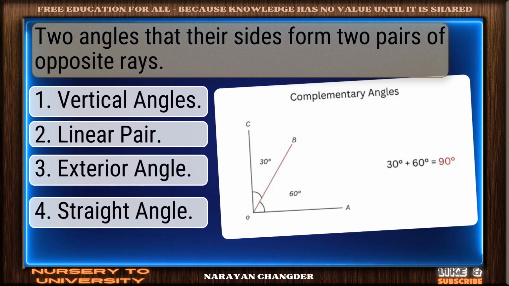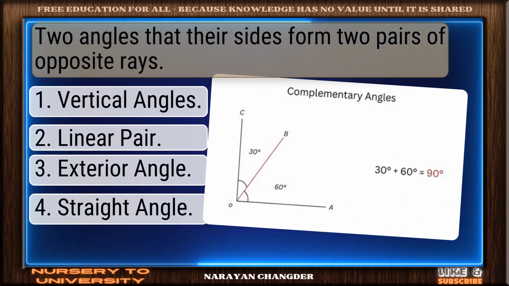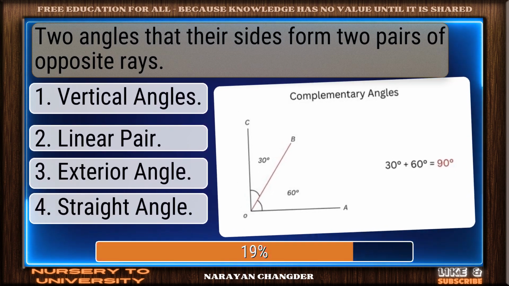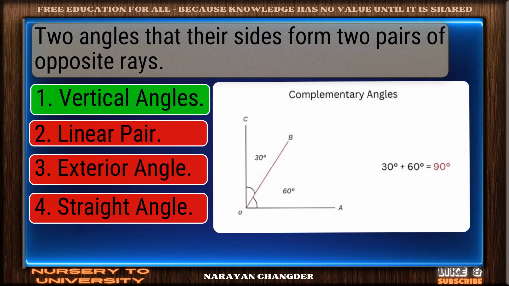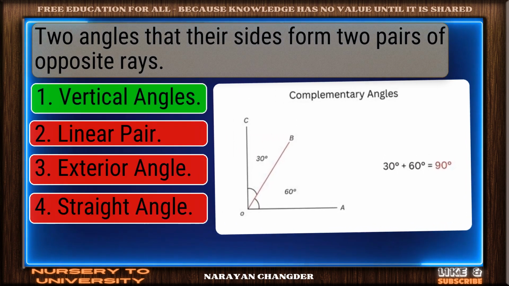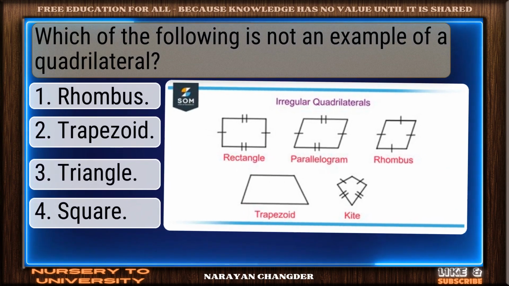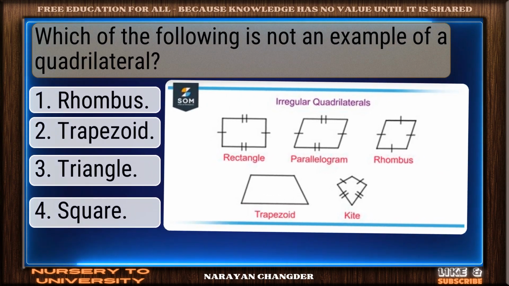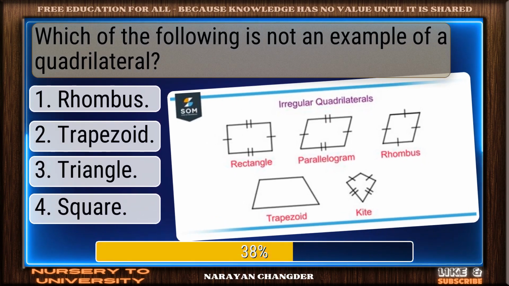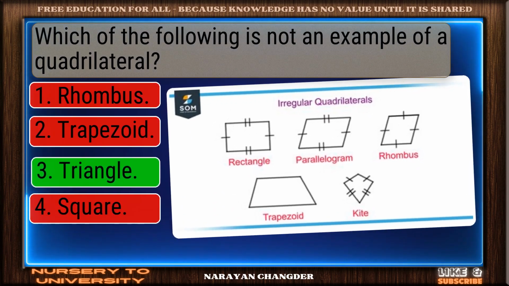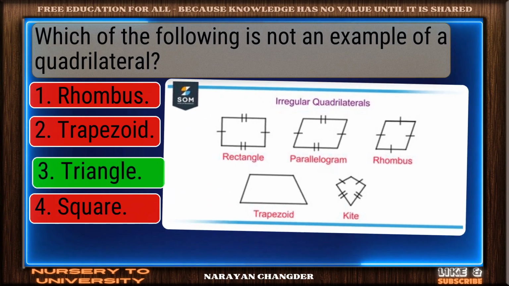Question number 43. 2 angles whose sides form 2 pairs of opposite rays. Perfect. Vertical angles is the correct choice. Question number 44. Which of the following is not an example of a quadrilateral? Excellent. Triangle is a brilliant choice.